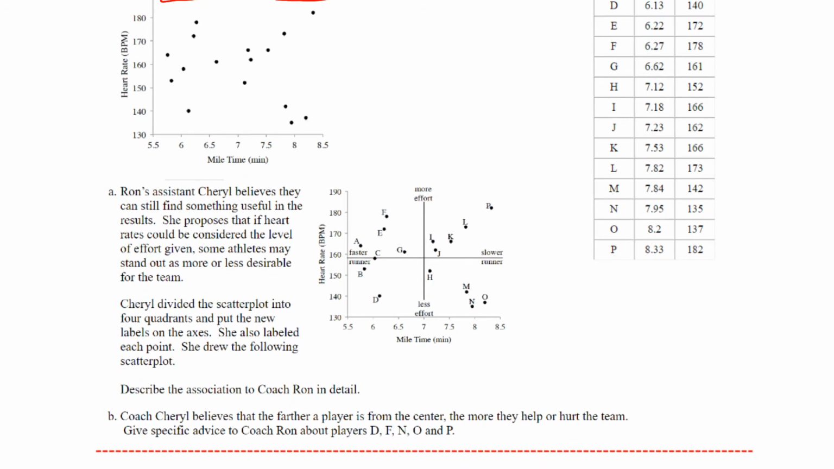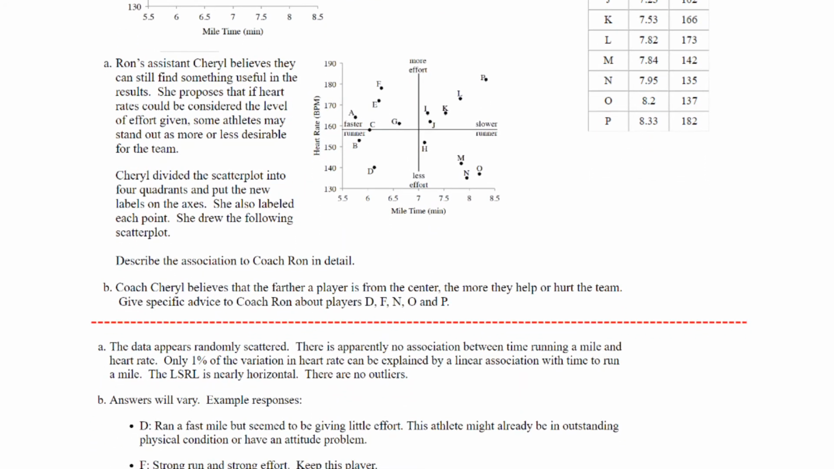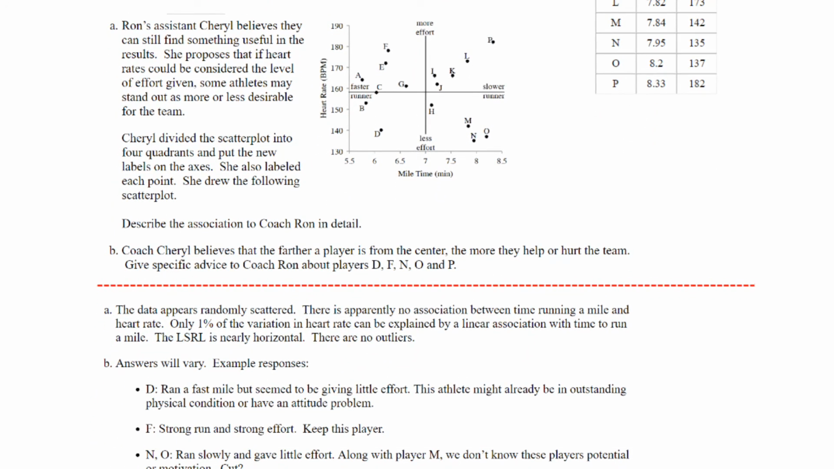And so then on part A, it does say describe the association to Coach Ron in detail. So instead of typing all this out, I went ahead and just pulled the answer key right here, and you can see on part A, it talks about the data appearing randomly scattered. It doesn't seem like there's any correlation between any of this. There's not an association between the heart rate and the mile time.